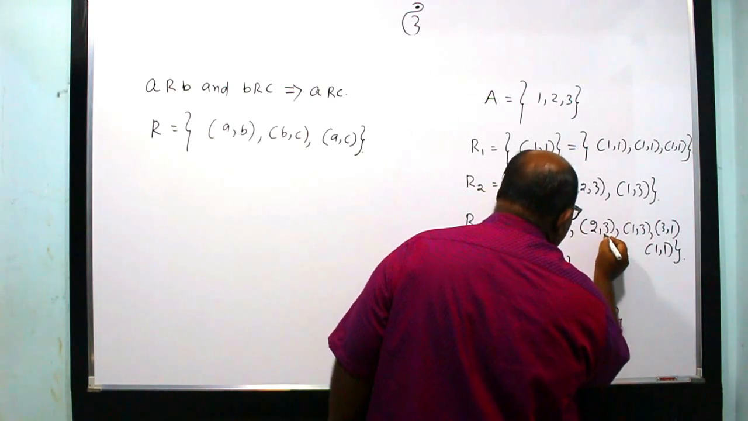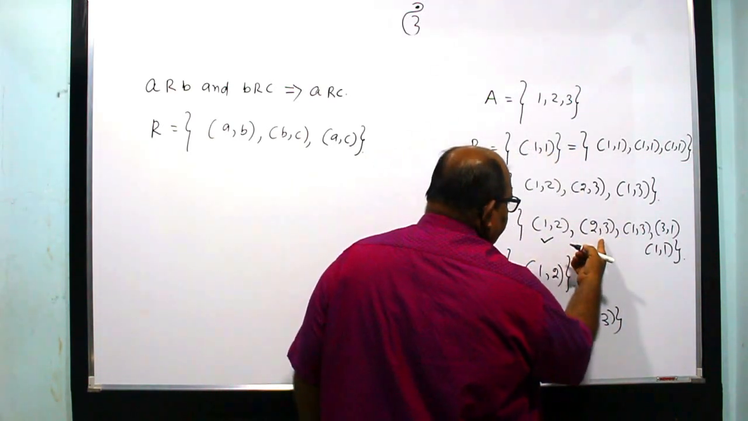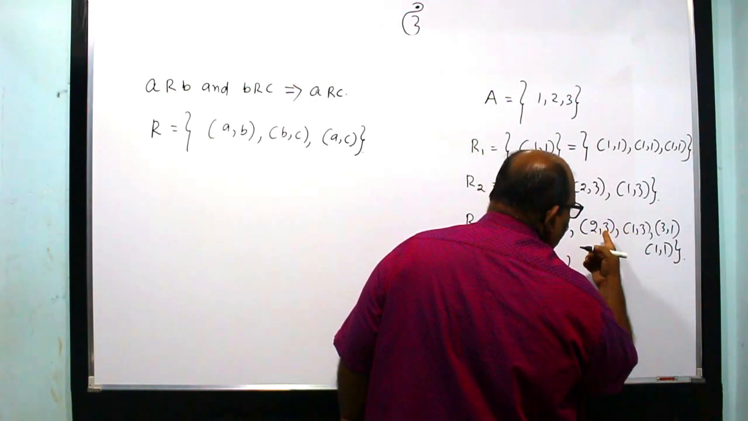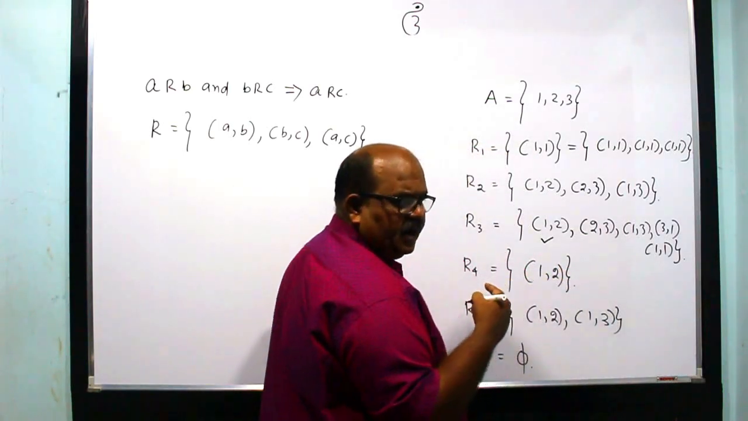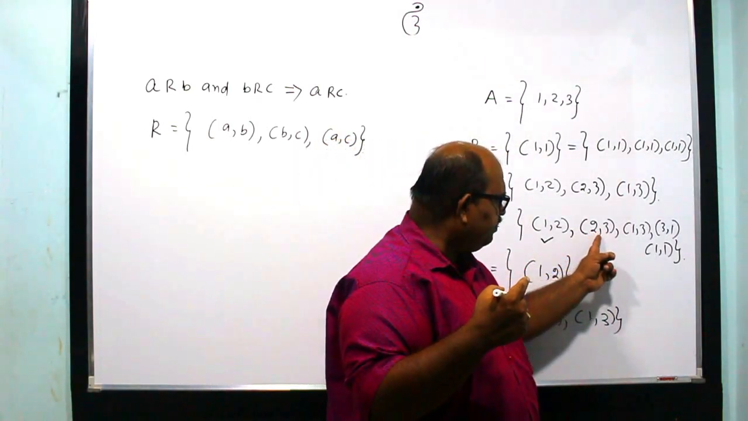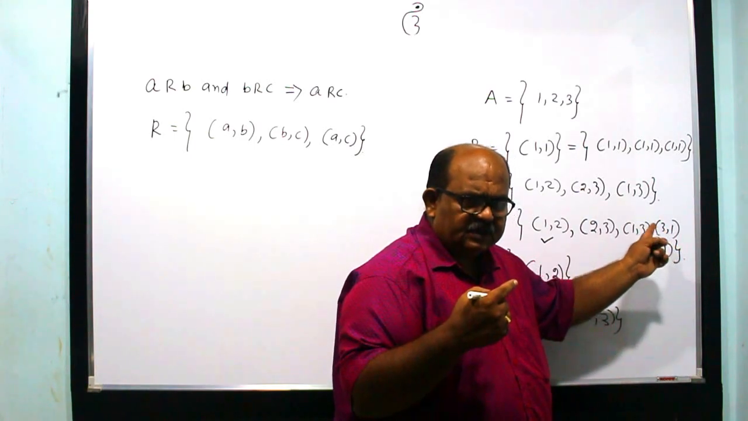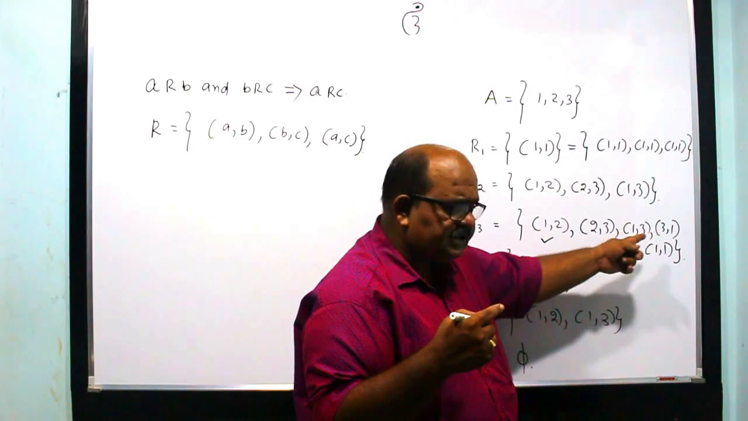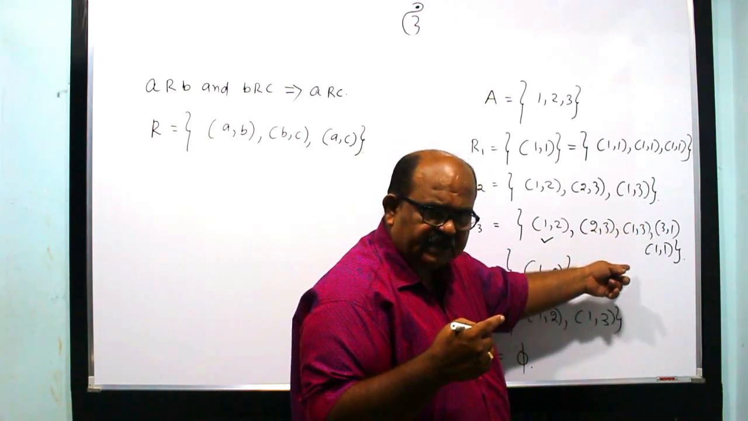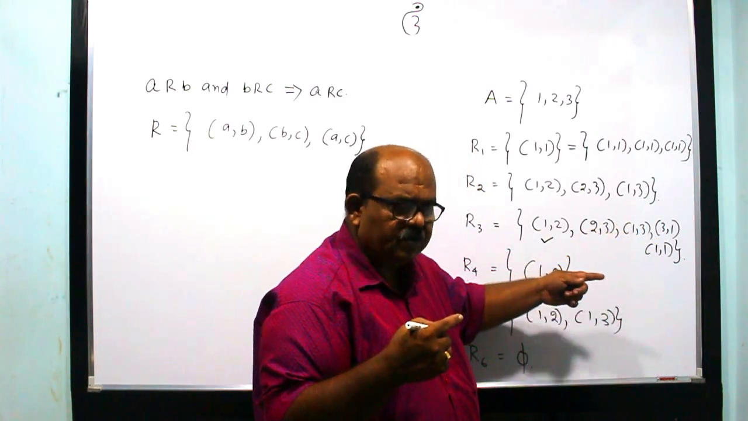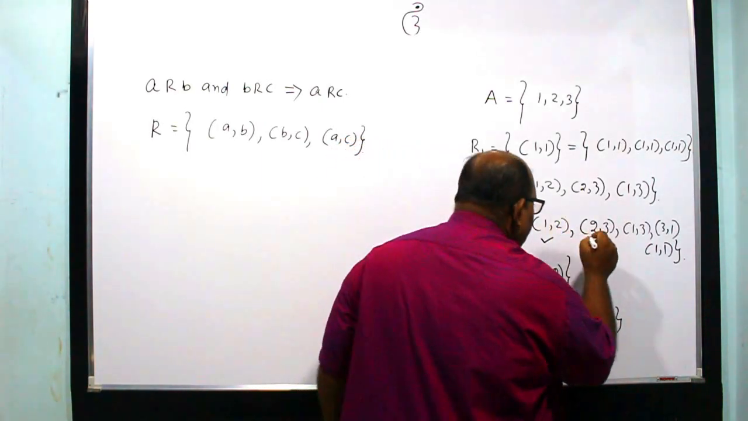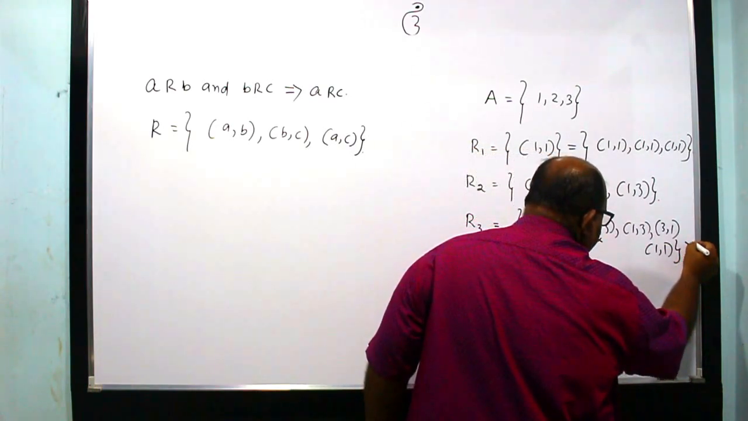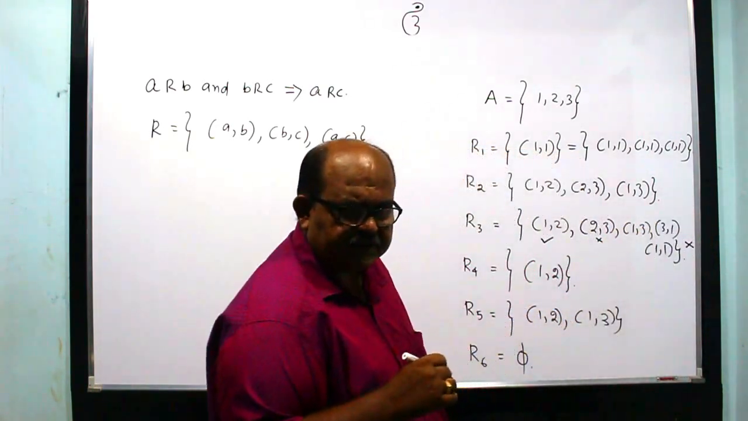Now think about (2,3). (2,3) can be compared with whom? (2,3) cannot be compared with (1,2). (2,3) cannot be linked with (1,3). (2,3) can be linked with (3,1). If (2,3) is AB and (3,1) is BC, then what will be AC? (2,1) will be AC. So is (2,1) present? No. So is it transitive? No. So if one ordered pair fails the transitive test, then the total relation fails the transitive test.